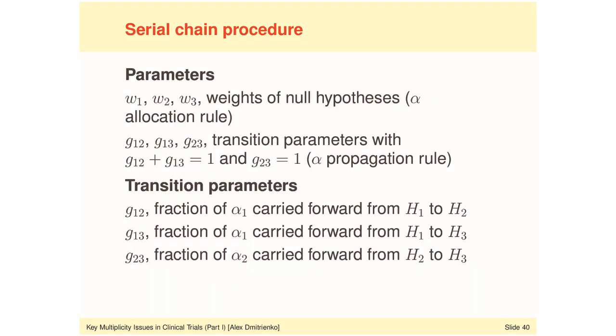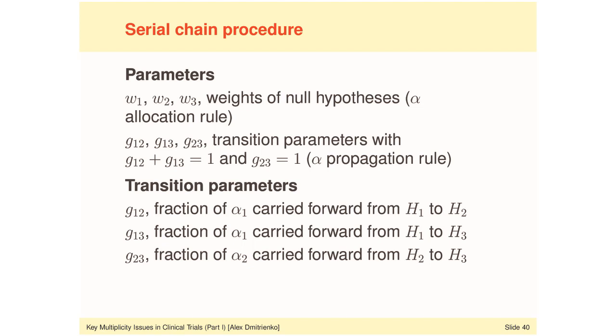With this basic background information in place, let us now formally define the parameters of the chain procedure from slide 39. First of all, the hypothesis weights W1, W2, and W3. These are the values that reflect the initial relative importance of the three hypotheses. These are non-negative values that add up to 1. Secondly, we have the transition parameters that are denoted by G12, G13, and then G23.